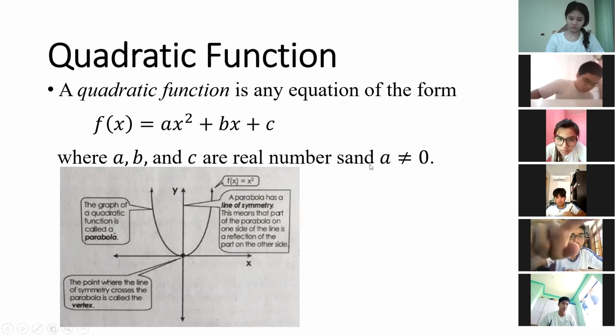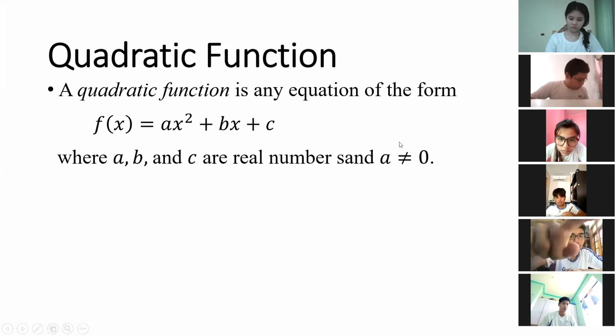Why is a not equal to 0, class? If a is equal to 0, then substituting here, 0 times x squared will be 0. If this will be 0, the function becomes a linear function. Get it? So it should not be equal to 0. Otherwise, that is another kind of function.